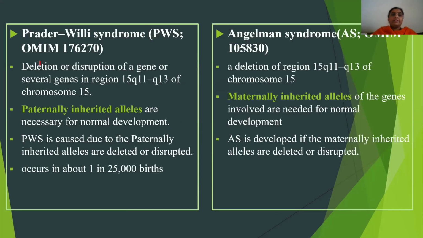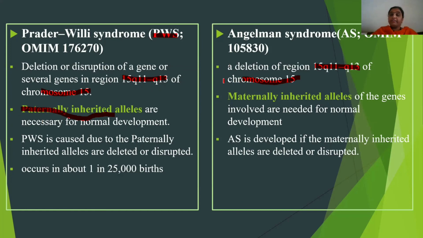Here in this example you can see Prader-Willi syndrome and Angelman syndrome. Both of these syndromes occur due to deletions in the 15q11-q13 region of chromosome number 15. The region is the same, from the same chromosome, but the two disorders are different. How? If it is paternally inherited, then it is Prader-Willi syndrome, that is PWS.